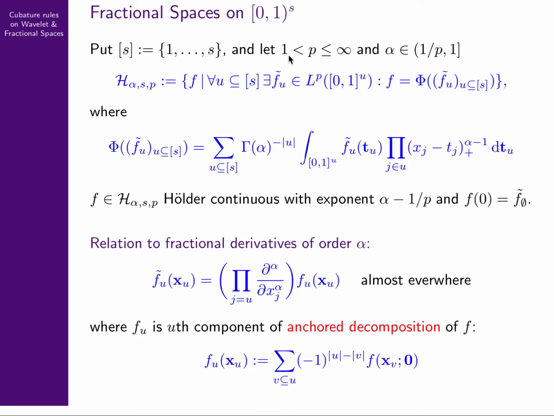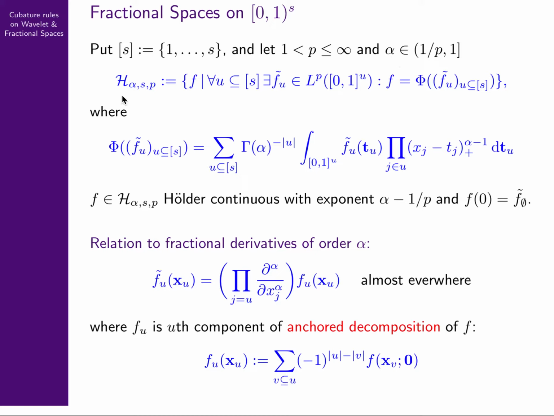Good, now we can generalize this to s dimensions. So we want to define fractional spaces on the s-variate unit cube. For this purpose, we look at the coordinate set from 1 to s, and we just use an abbreviation for this coordinate set. We consider parameters p between 1 and infinity, and alpha between 1 over p and 1. Now the fractional space of s-variate functions is defined in the following way.